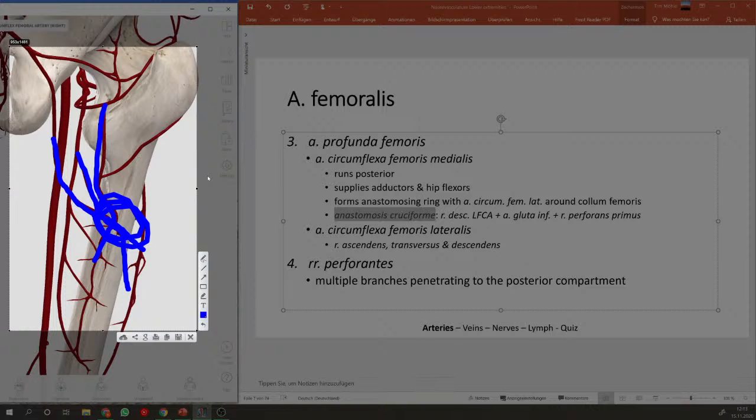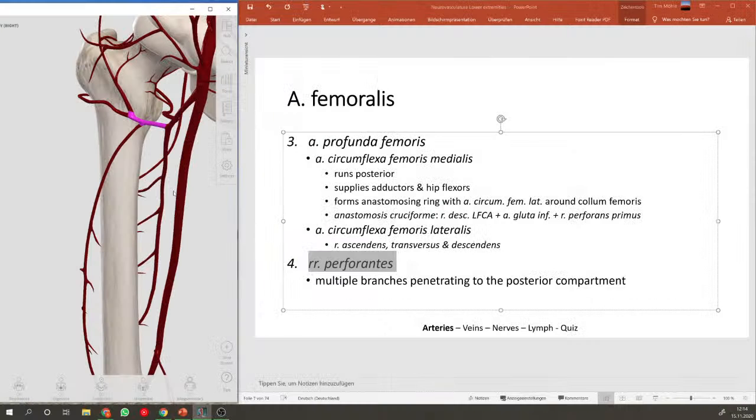So, rami perforantes are perforating branches that will supply the posterior compartment of the leg. Because if you think about it, the only big artery, the femoral artery, runs in front of the thigh, approximately at least. So we do need a blood supply somehow for the back, and we don't have an artery there, but rather these perforating branches. Yeah, so these are all these small branches coming off from the arteria profunda femoris. Yeah, so this one here.